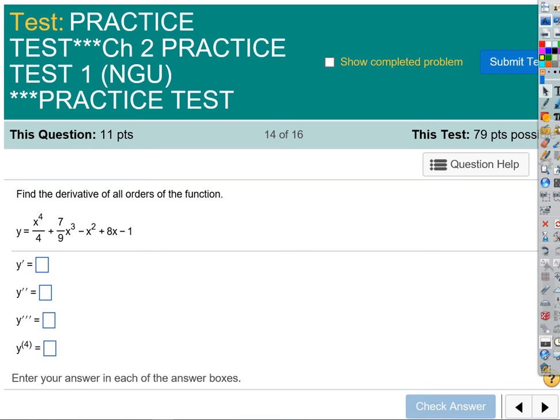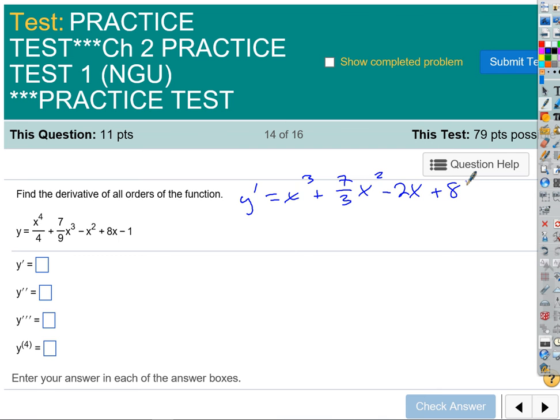For now, super easy question, right? What's this asking you to do? Differentiate, right? First derivative, second derivative, third derivative, fourth derivative. Do we want to go through it? Yes. Okay, so what's y prime? Derivative of the first term, x to the third. How about this one? 7 over 3? So I'm going to get 21 over 9, which reduces to 7 over 3. So we get plus 7/3 x squared minus 2x plus 8.